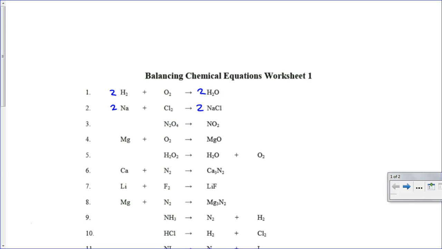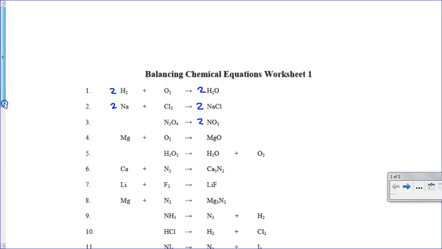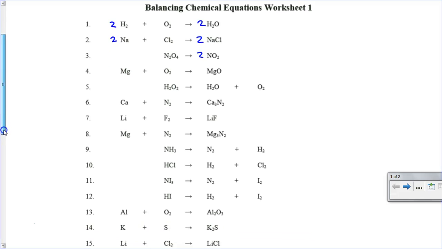N2O4, this one is actually pretty easy. There's only one thing on each side. You just throw a 2 there, and it balances the nitrogen on both sides, and it balances the oxygen on both sides.